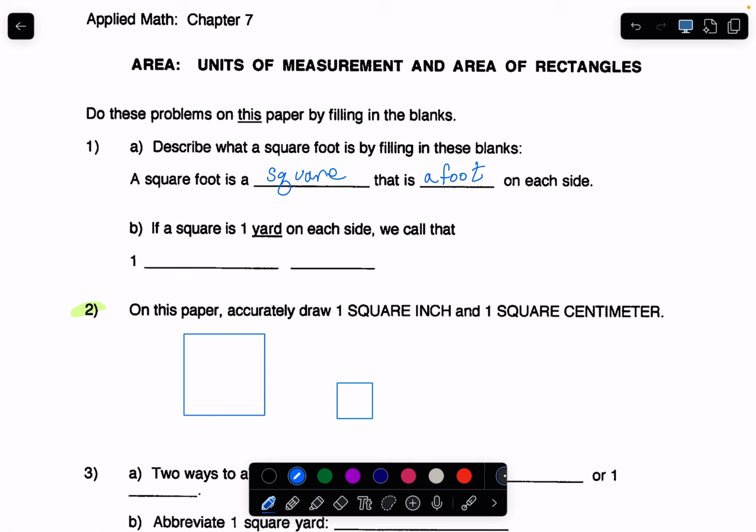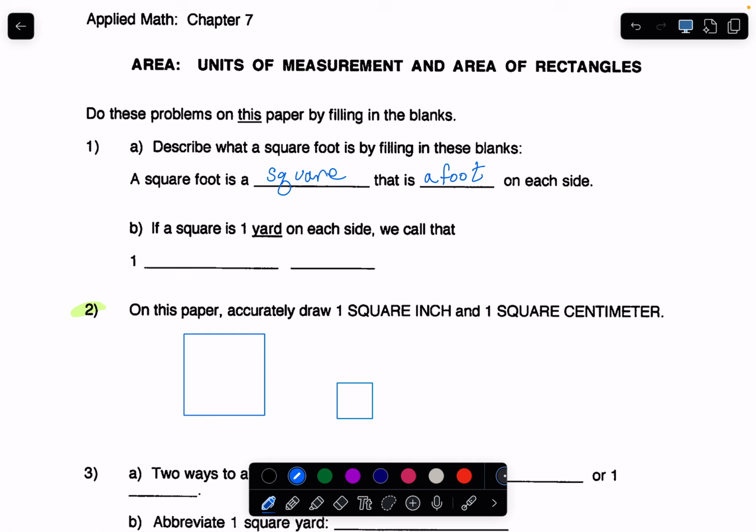A foot is how many inches? 12. How many inches is it to the left? So, well, it's 12 by 12, which is 144 square inches. You need 144 of those little squares to fit in a square foot.